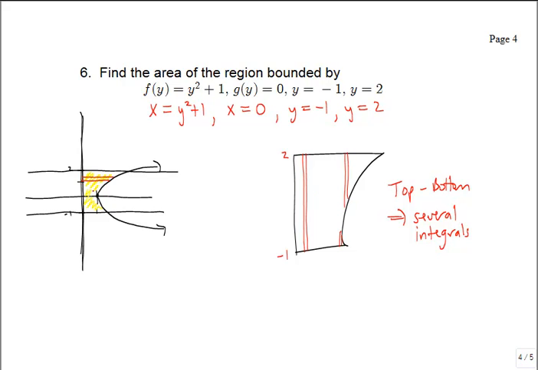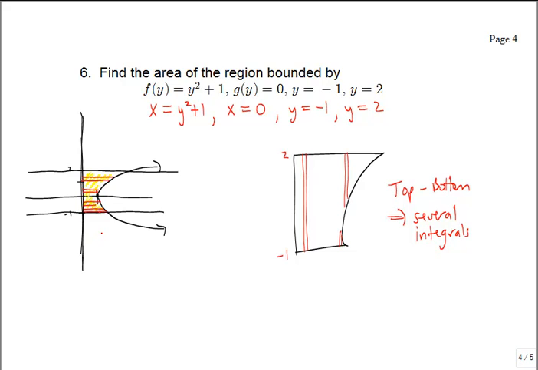So suppose I look at that slice. What curve is on the right? Well, that would be the parabola. And what curve is on the left? Well, that's the y-axis. What happens if I draw a slice over here? Same thing, parabola on the right, y-axis on the left. If I draw my slice down here, parabola on the right, y-axis on the left. If I do it down here, parabola on the right, y-axis on the left. So it's consistently the same thing each time.